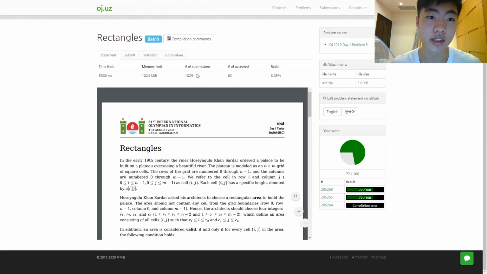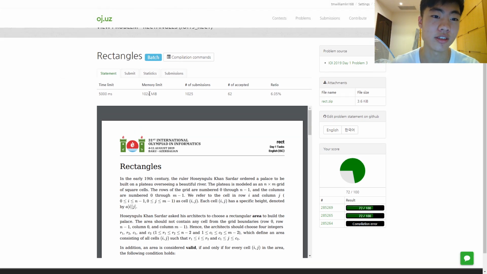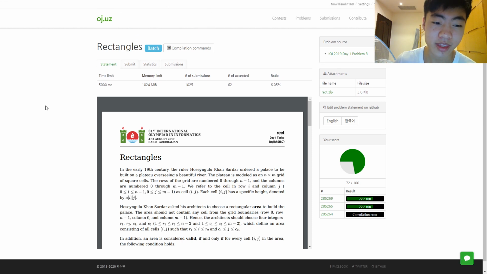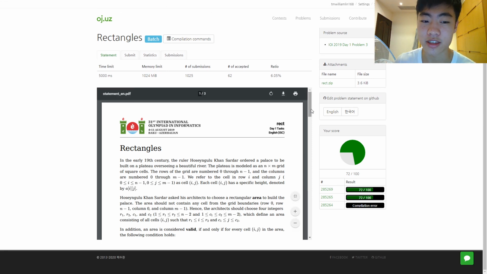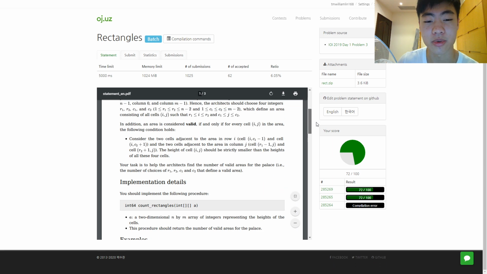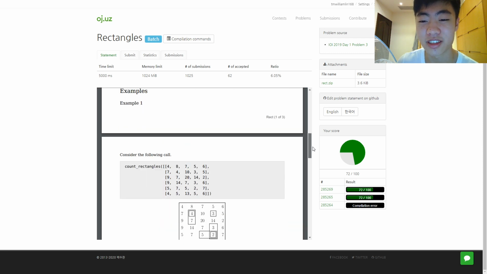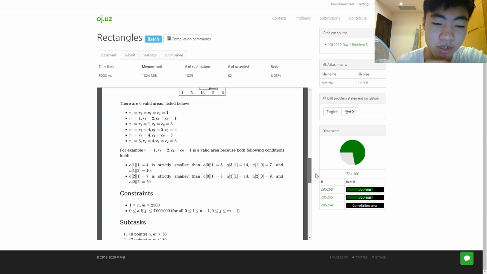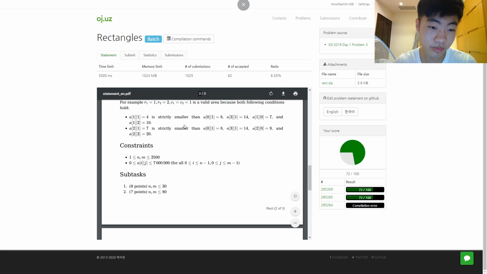After that, I tried the other problem, Rectangles. Initially I tried solving it on my own again, and I didn't manage to, but I was at least able to get 72 points, which was a big improvement from last year, even though last year I didn't try that much on this problem. But anyway, 72 points is a lot for this problem.